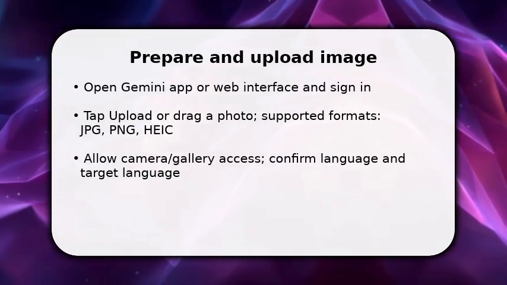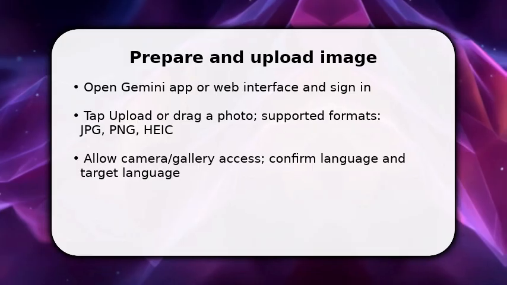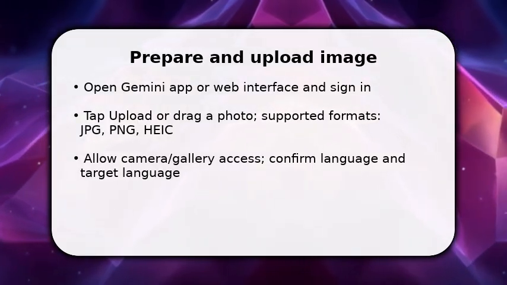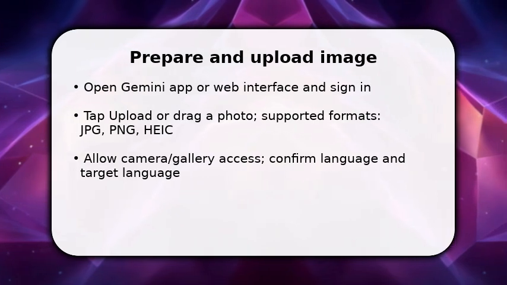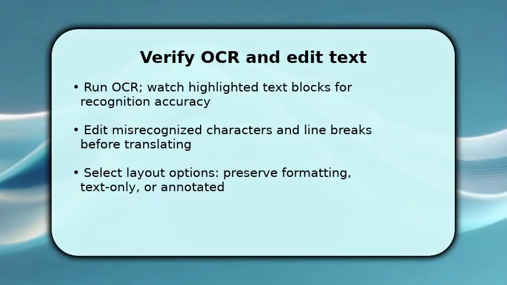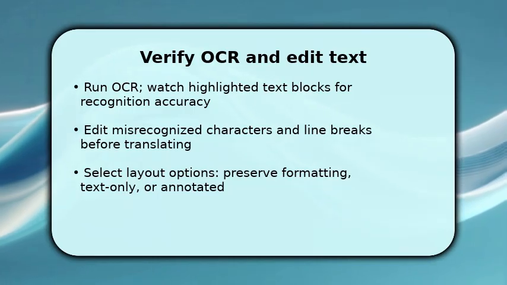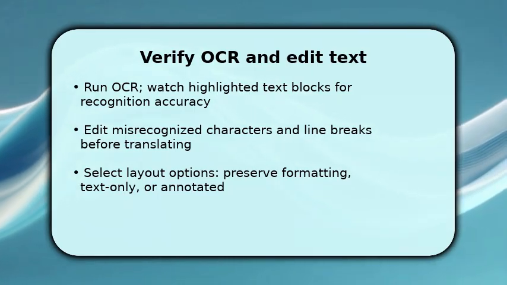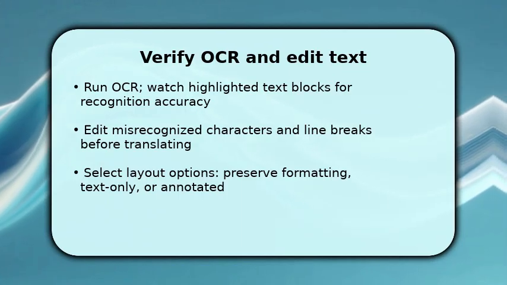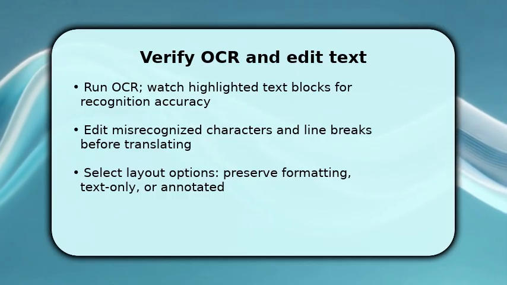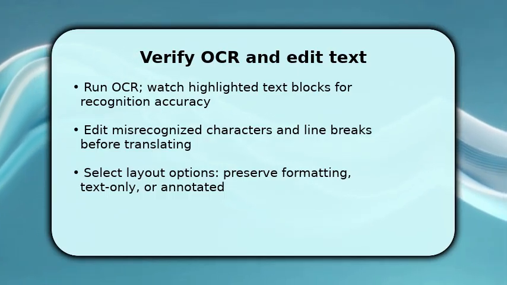This short step reduces recognition errors and prepares the system to extract text accurately before you proceed to editing or translating the recognized content. You now inspect Gemini's OCR output and correct mistakes so the translation is reliable. After OCR finishes, review highlighted text blocks and manually edit any misreads. Common issues are punctuation, special characters, and line breaks.